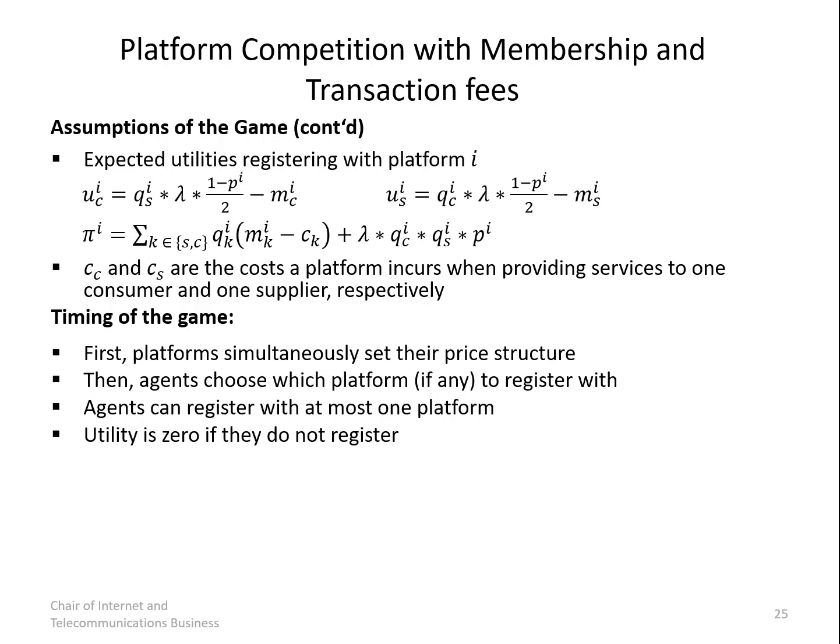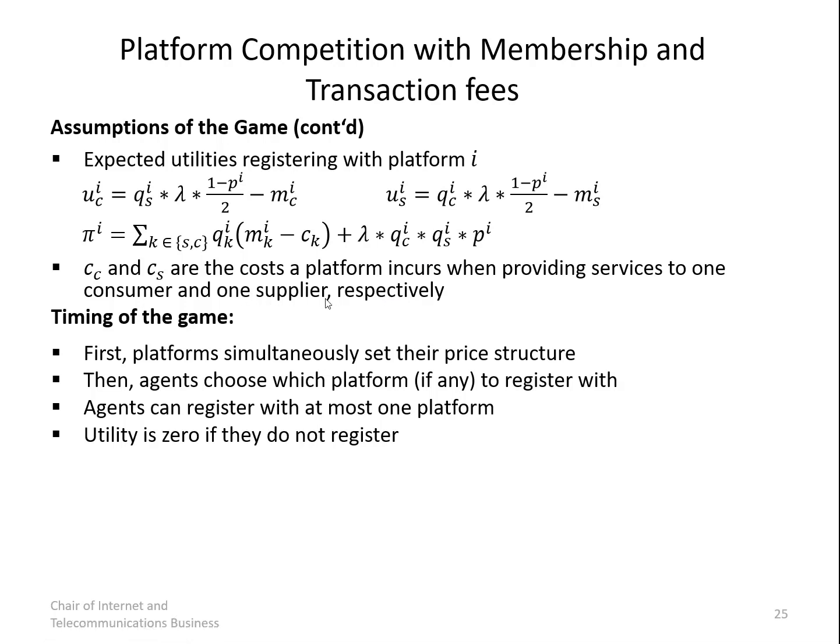So then the total profit of the platform is just the quantity, or how many sellers or consumers join the platform, times the membership fees, minus the per-consumer membership cost, plus the price P_i being charged for the transaction. Transactions are total transactions if there is a match, Q_Ci times Q_Si, right? Where C_C and C_S are the costs a platform incurs when providing services to one consumer and one supplier, respectively.